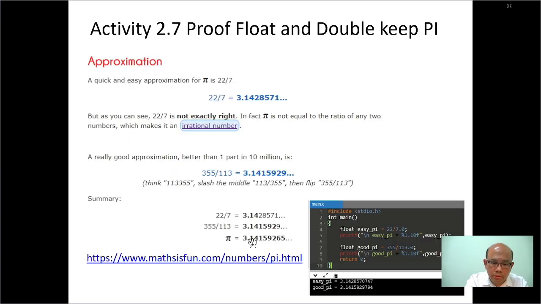So you can use a good approximation. This is 355 divided by 113. That generates the right value for doing the calculation with pi. You can search the internet to find the latest pi value generated by a computer. I think it's over a million positions in the pi value.